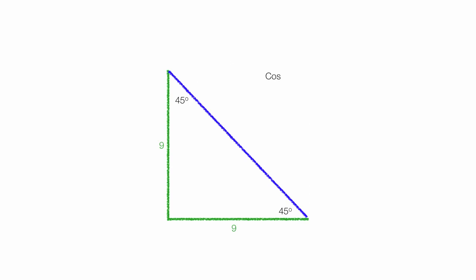So cosine of that 45 degree angle, that angle there, is equal to the adjacent side divided by the hypotenuse. The hypotenuse is that line right there. So now I'm going to solve for the hypotenuse. So I multiply both sides of the equation times the hypotenuse. And on the right-hand side, those two hypotenuses cancel out. So I'm left with hypotenuse times cosine of 45 degrees is equal to the adjacent side.